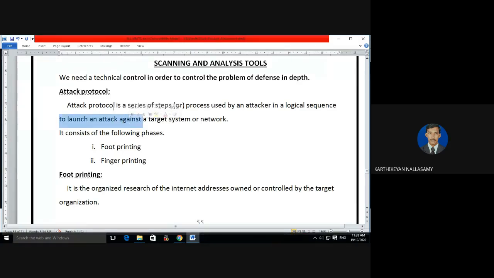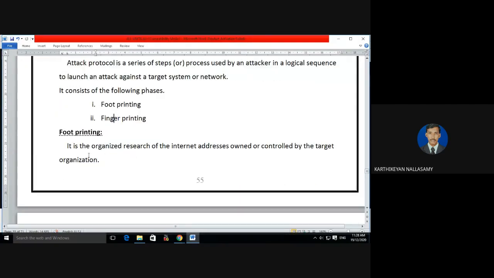It means that an unauthorized person follows different kinds of procedures for hacking information from the target machine. Then it is called an attack protocol. It may be footprinting or fingerprinting. There are two steps. Footprinting means that we are going to monitor only access within the particular authorized network. That is called footprinting.